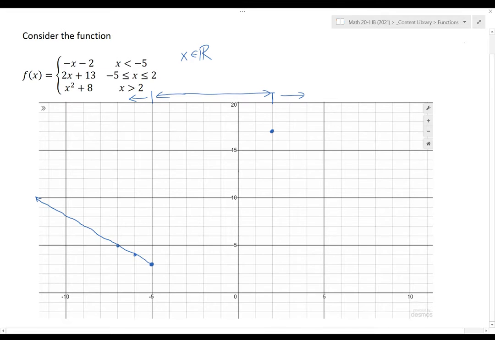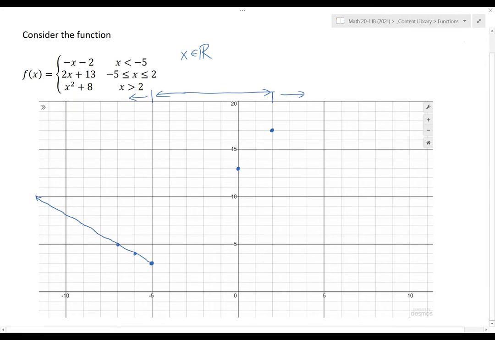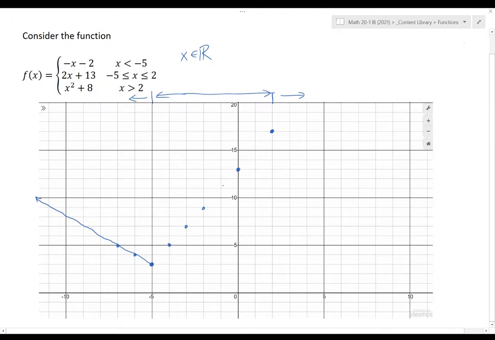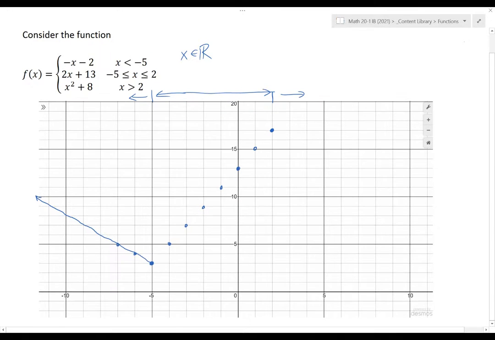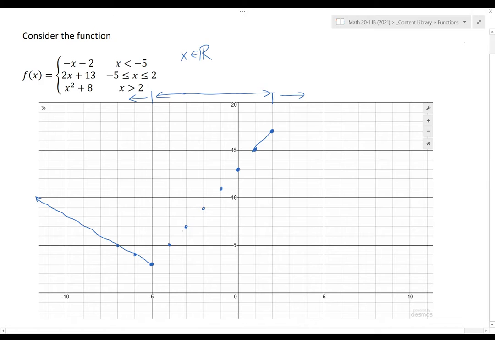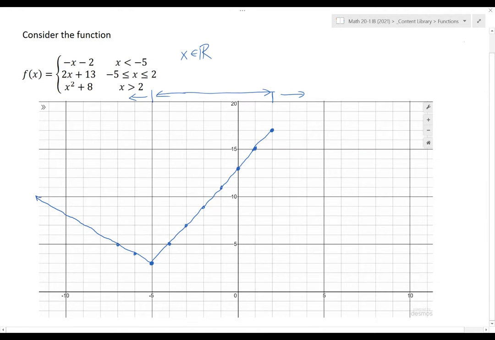Now, I'm going to put in a couple more points in the middle here. For example, the y-intercept is 13. I know the slope is 2, so for every 2 I go up, I go over 1. I'm going to fill these in just to make sure that the slope matches, and then I connect everything in that interval. That is the second piece of my function.